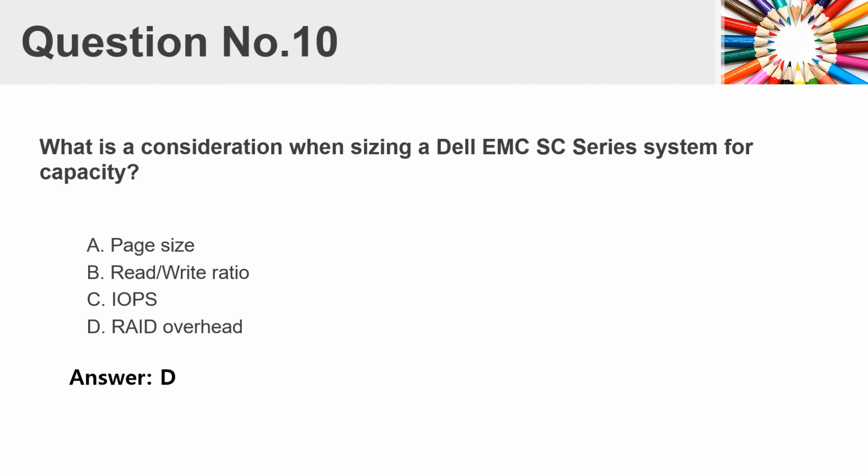Question number 10. What is a consideration when sizing a DELL EMC SC series system for capacity? A. Page size. B. Read-write ratio. C. IOPS. D. RAID overhead. Answer. D.